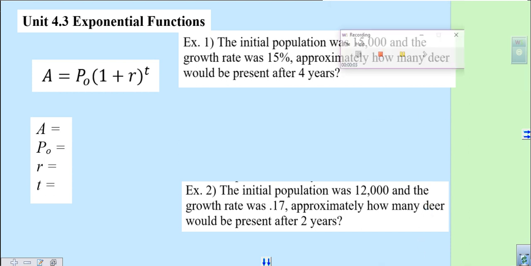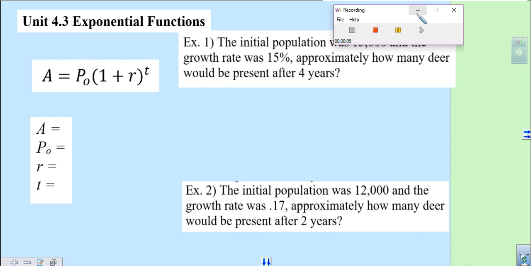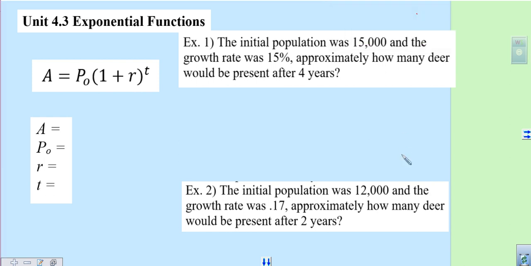Right, last piece for Unit 4.3 exponential functions is it's just giving you a chance to utilize an exponential function in a real life scenario. And so when we do this, and this is very basic in its approach, we have basically 4 variables. And so let's go ahead and define what these variables stand for.